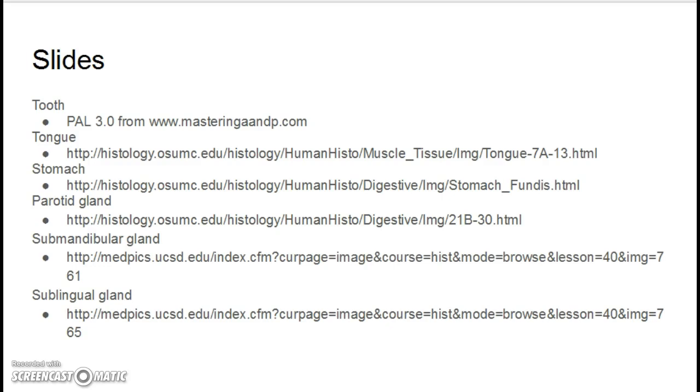And these are the slides that I will be using. Although remember that for the tooth, I will not be using a slide; I'll be using a model from the practice anatomy section of Mastering A&P. For the tongue, stomach, and parotid gland, I'll be using the Ohio State University Medical Center. And then for the submandibular and sublingual gland, I will be using another school's website down here.